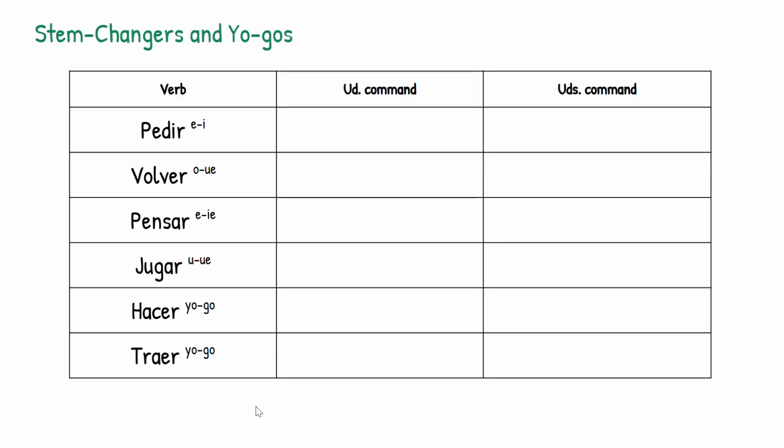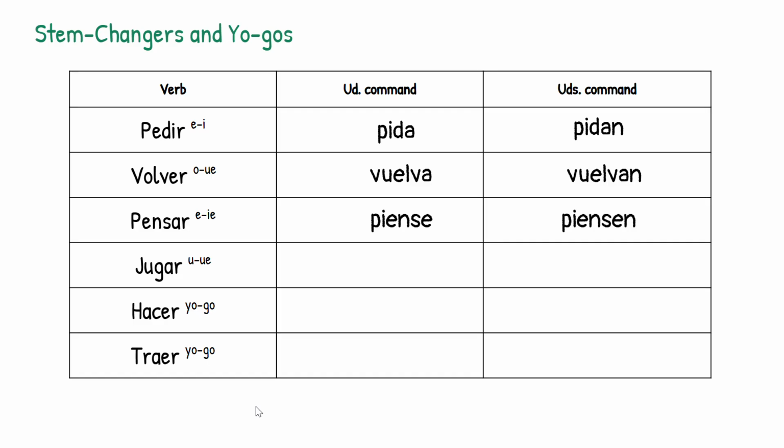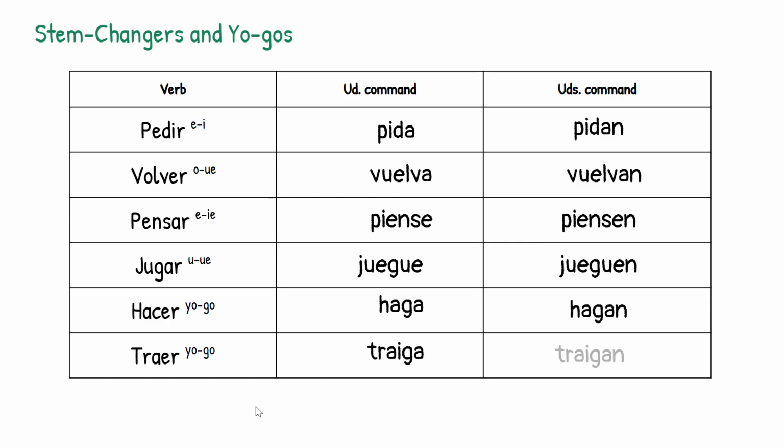Here's some stem changers and yogos to practice. Pause the video, fill in your responses, and then come back. Pedir, pida, pidan. Volver, vuelva, vuelvan. Pensar, piense, piensen. Jugar, juegue, jueguen. Hacer, haga, hagan, traer, traiga, traigan. Now you know I always write in a superscript the stem change. Your book doesn't do that, right? These are things that you have to start remembering now, which verbs are stem changers.